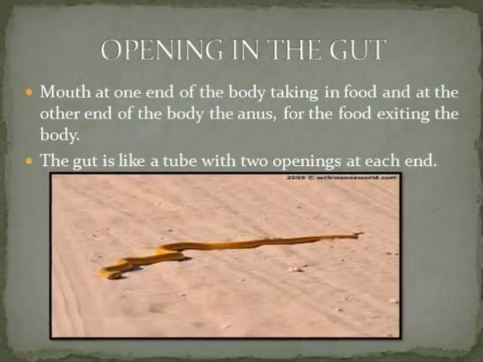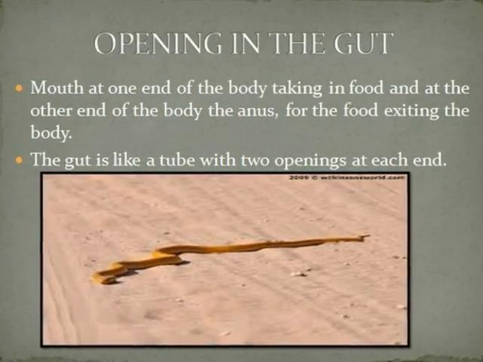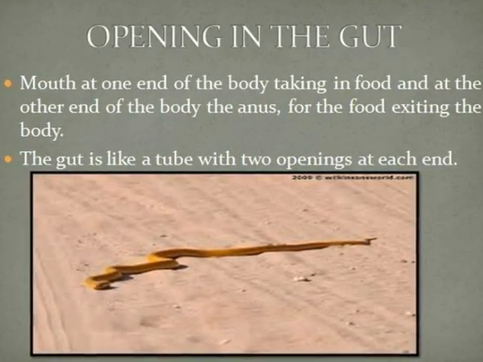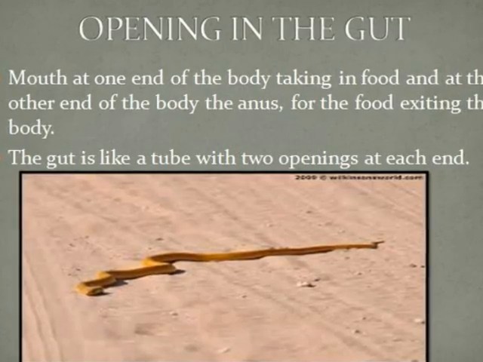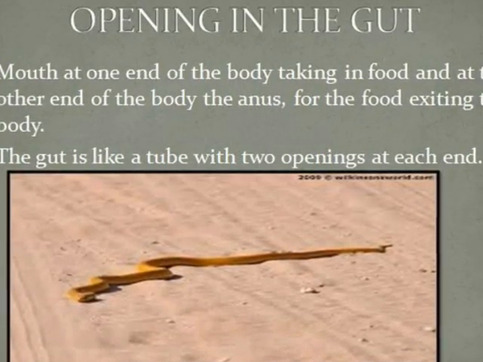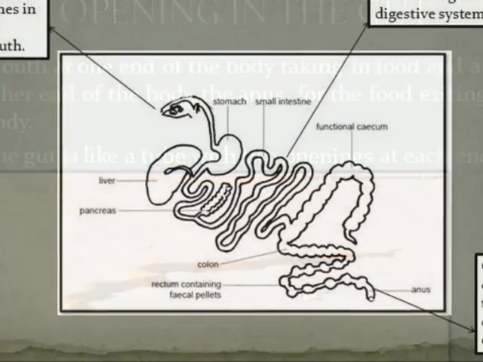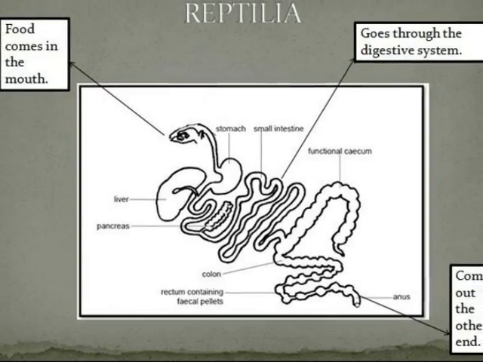Openings in the gut. There's a mouth at one end of the body taking in the food, and at the other end of the body there's the anus for the food exiting the body. The gut is like a tube with 2 openings, one at each end. This is a diagram of the through gut in a snake.